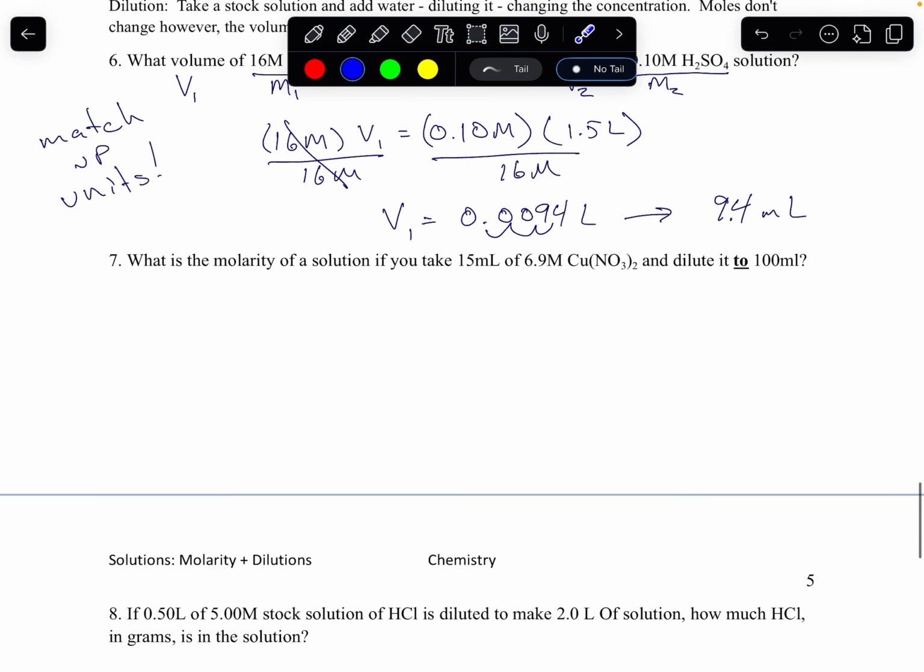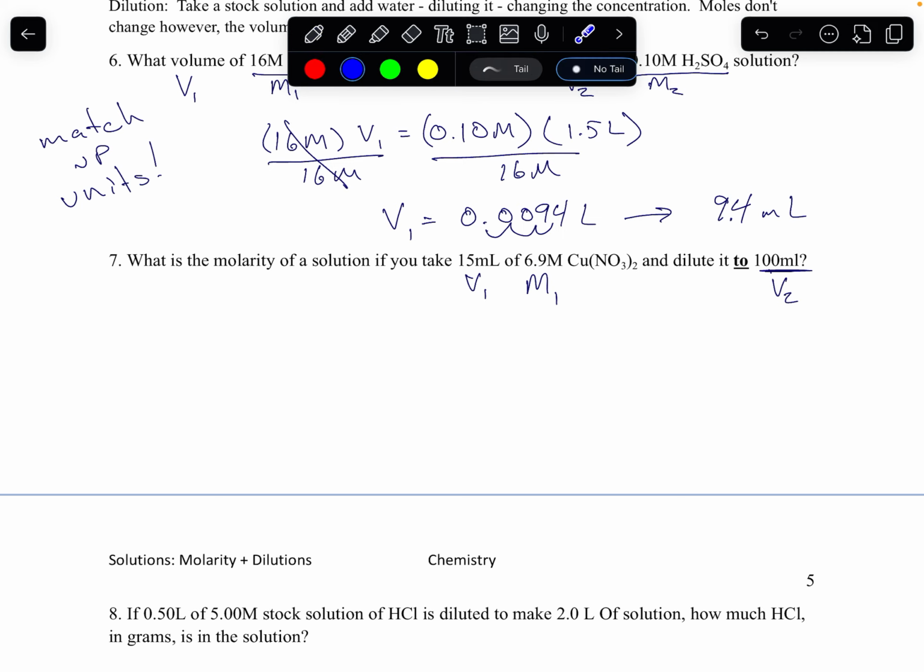All right, let's take a quick look here at number 7. What is the molarity of a solution if I take 15 milliliters of 6.9 molar copper nitrate and dilute it to 100 milliliters? This 'to' is underlined and bolded, so that means this is my final volume. When we're all done, we're going to have 100 milliliters, so that's going to be my V2. Over here I have 15 milliliters, that's my V1, and I'm starting off with 6.9 molar, so that's my M1.